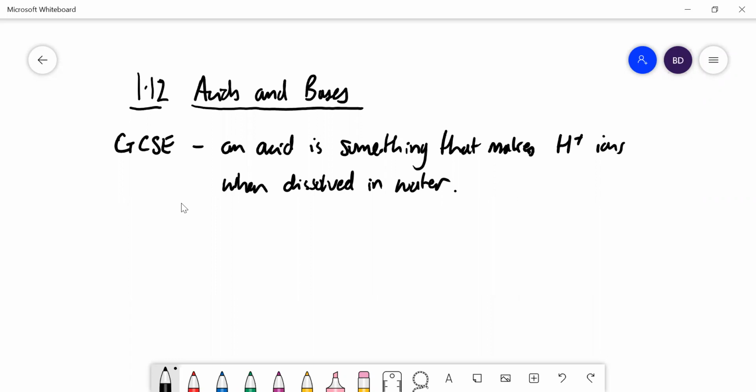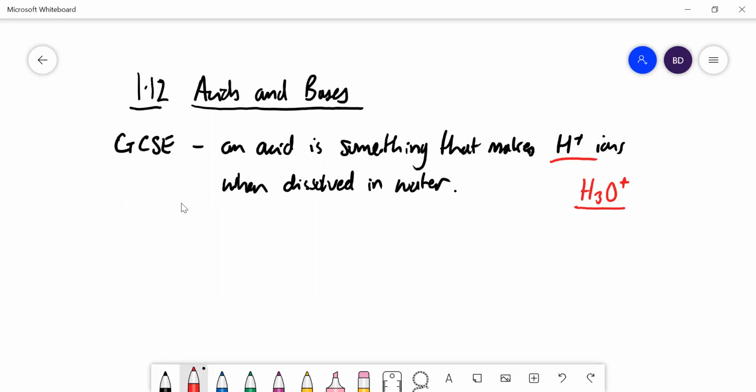We said an acid is something that makes H plus ions when dissolved in water. We need to refine that a little bit now, because we know that H plus ions don't really exist in water, because they are actually H3O plus ions. You can never get just an H plus ion by itself. That would be a proton with no electrons, tiny and very highly charged. So it piggybacks on a water molecule.